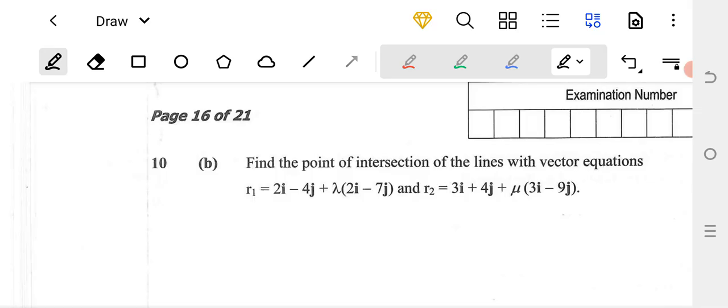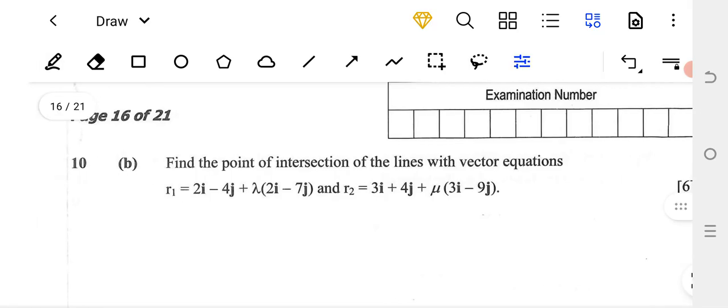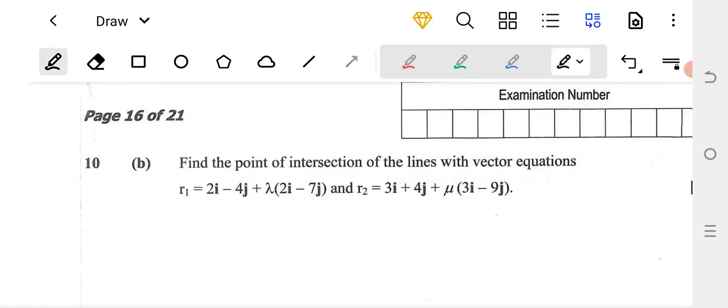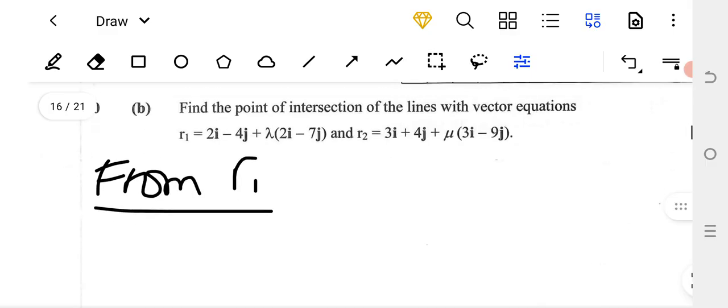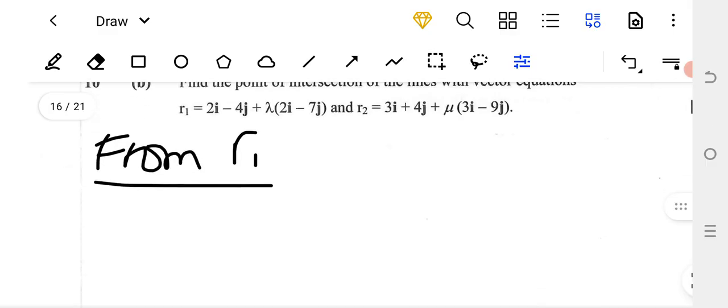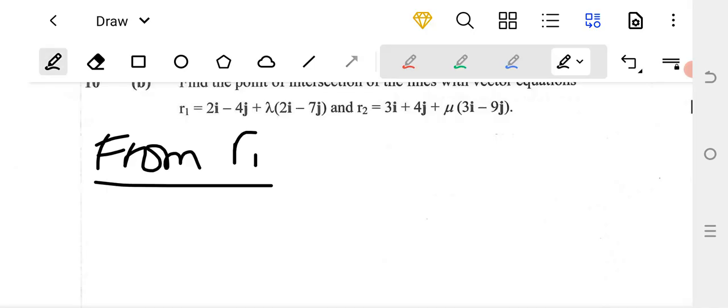How am I going to do that? I'm going to say from R1. This is a very good question. We are saying from R1, we need to know a property first of all before I proceed.